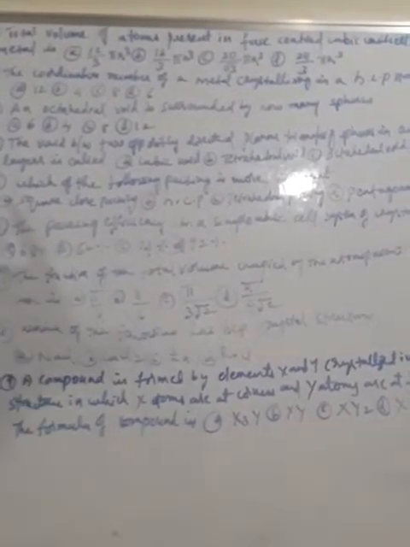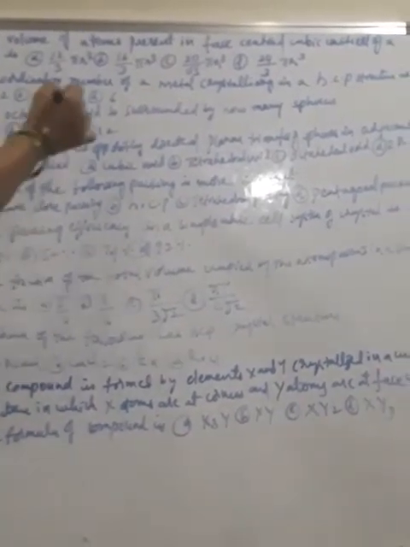Next, some objective bits related to this. First bit: the total volume of atoms present in a face-centered cubic unit cell of a metal is? A face-centered cubic unit cell contains 4 atoms, 1 from corner points and 3 from face-centered points. The volume of a sphere is 4 by 3 pi r cube. So 4 into 4 by 3 pi r cube, so the total volume is 16 by 3 pi r cube.